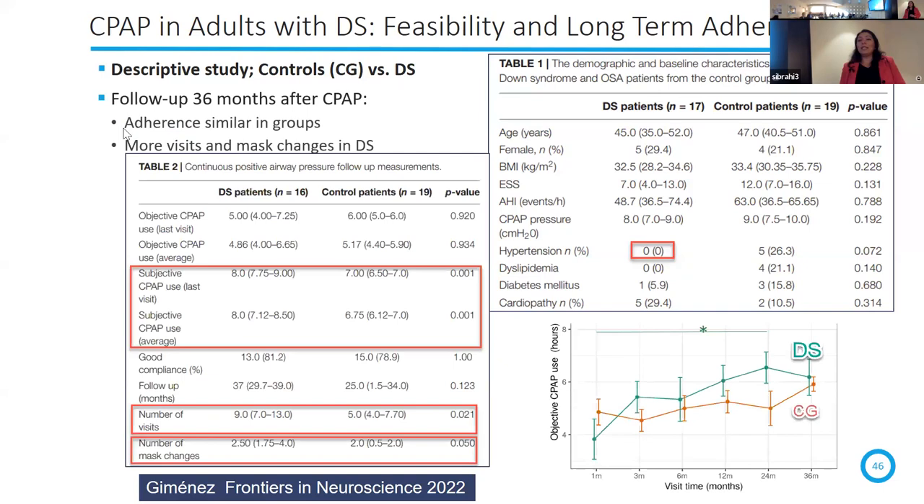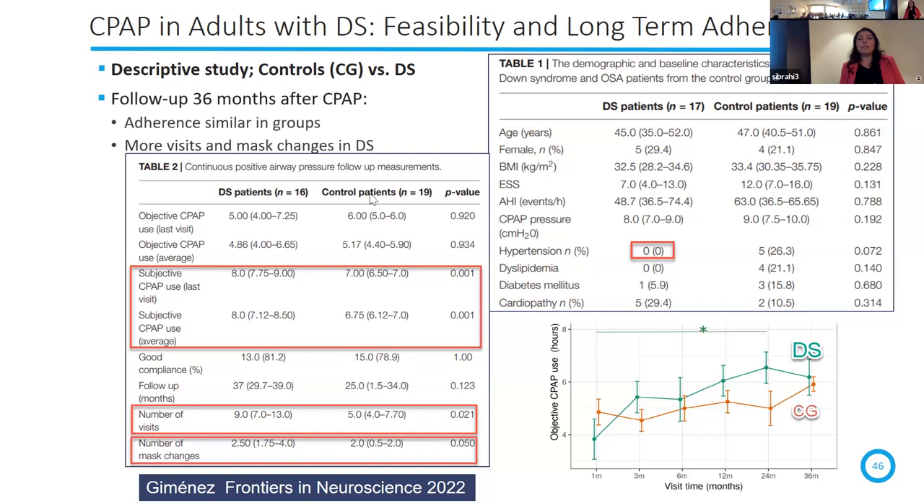And then looking at follow-up in 36 months, I don't know about you, but these curves look rather good. Usually we see compliance curves that go down over time. These are going up. That's great. Hats off to this group. And so the Down syndrome group and the other group were similar in adherence. And at 36 months, they seem to be doing well.